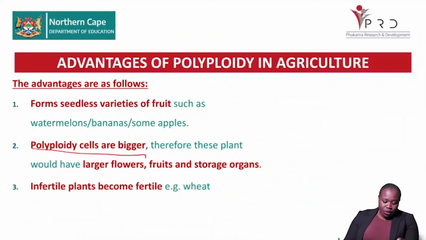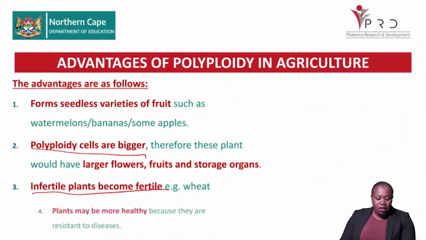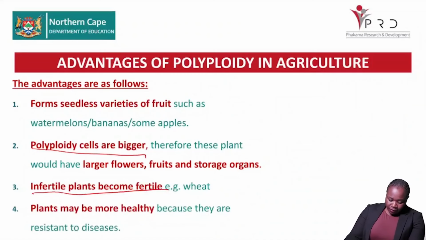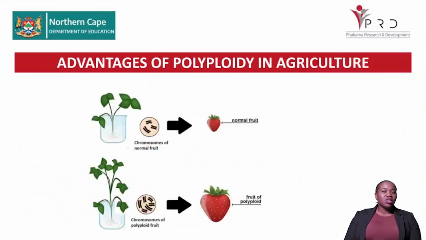And then it can also cause some infertile plants to become more fertile. And then it can also cause these plants to be disease resistant, meaning that they can become healthier. Then it means that the chances of survival would increase. That is more yield for farmers in agriculture, right?